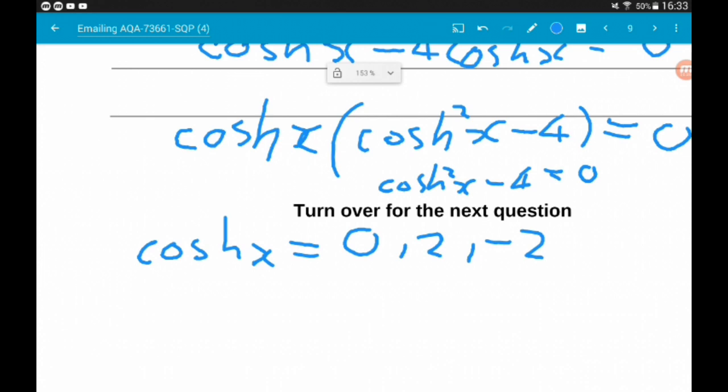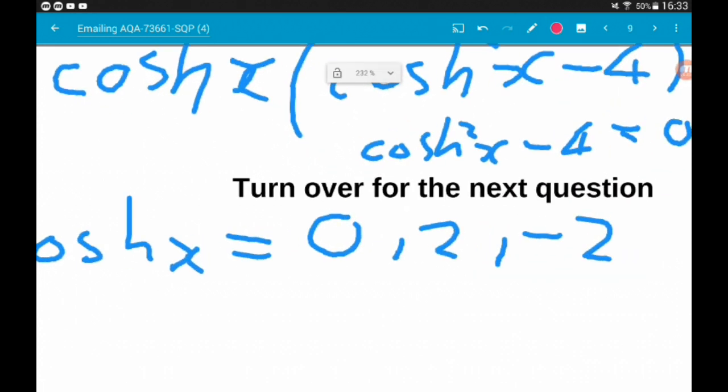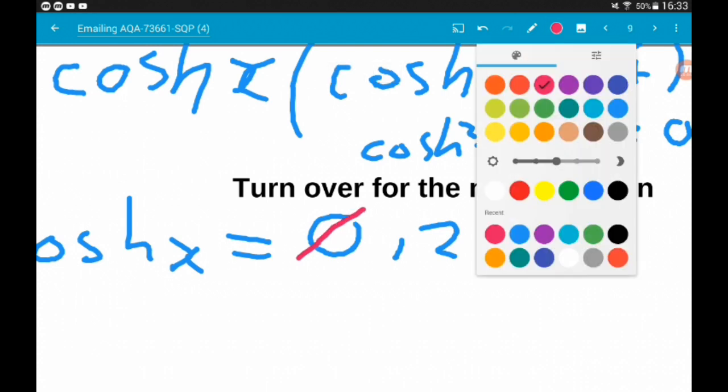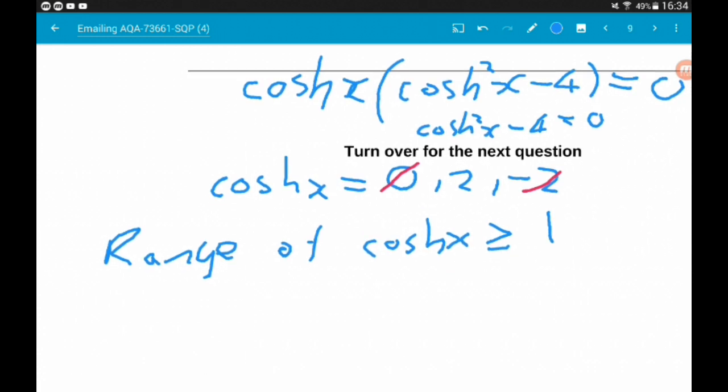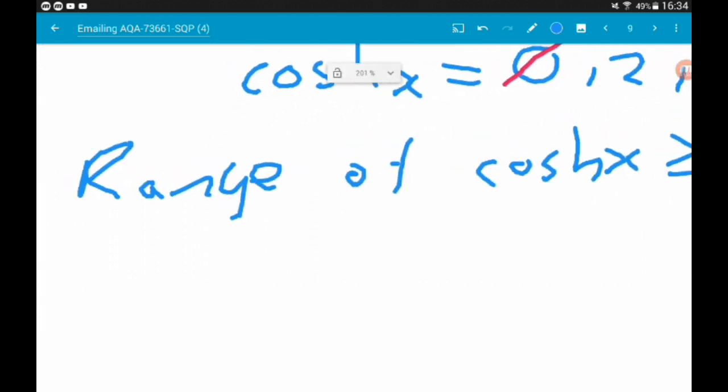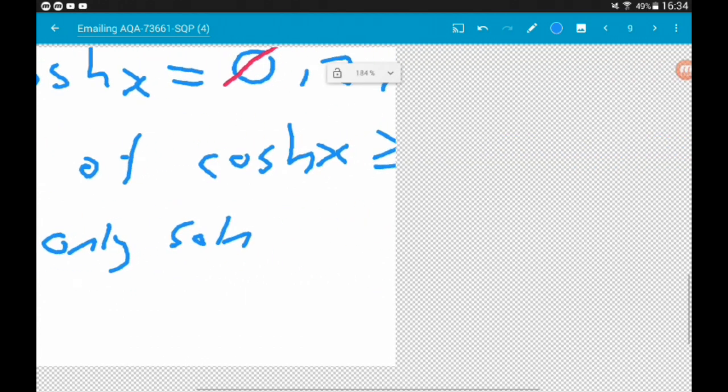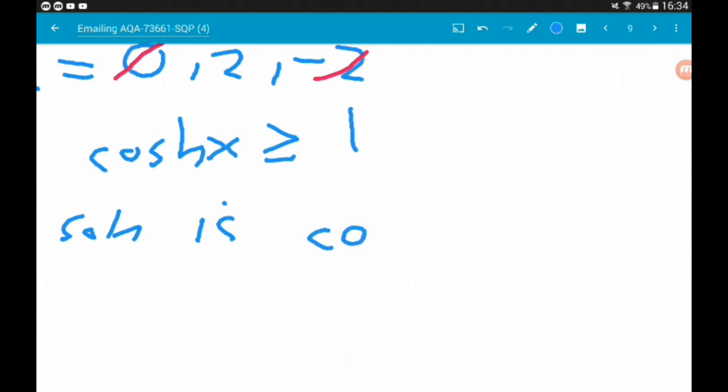However, two of those solutions are rubbish, and that is 0 and minus 2. The range of cosh of x is greater than or equal to 1. So those possible solutions of cosh of x equals 0 and minus 2 can't happen because they are both less than 1. So the only solution then is cosh of x is equal to 2.